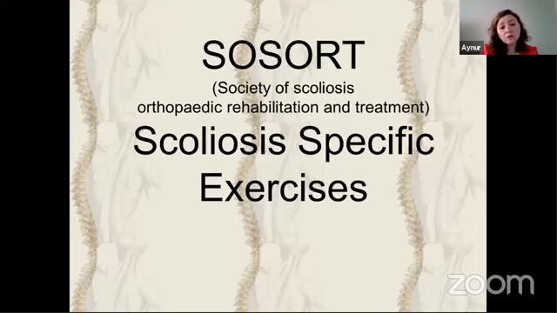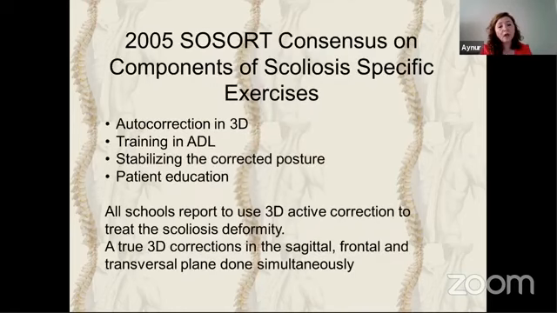The Society on Scoliosis Orthopedic Rehabilitation and Treatment, SOSORT, says that you must do scoliosis specific exercises. In 2005, the SOSORT consensus on components of scoliosis specific exercises are autocorrection in three dimensions, training in daily living, stabilizing the corrected posture, and patient education.